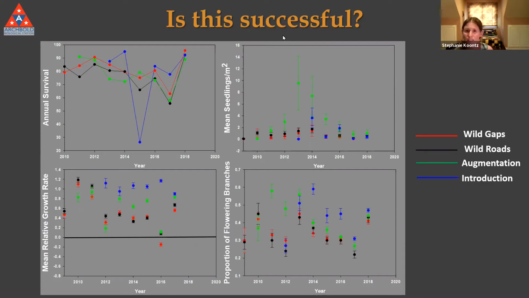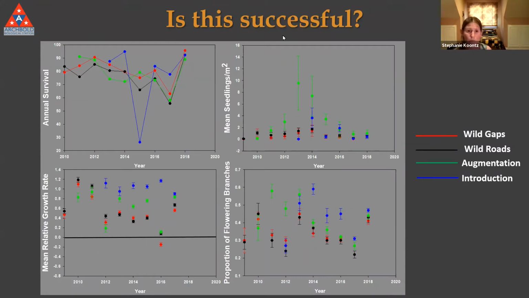This is the number of seedlings per meter squared. And in most years, our translocations with the augmentation and introduction are very similar to our wild sites and our wild roads, and in many cases actually out-recruited those sites. We can also, in the bottom left, look at the change in growth rates.